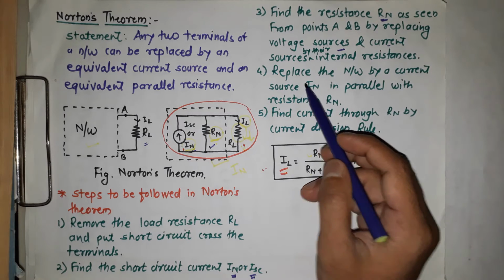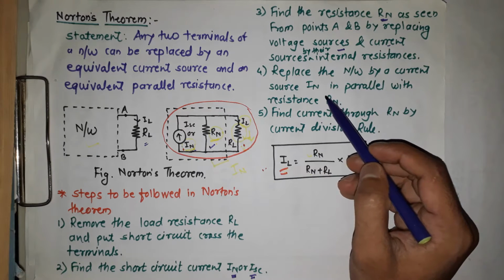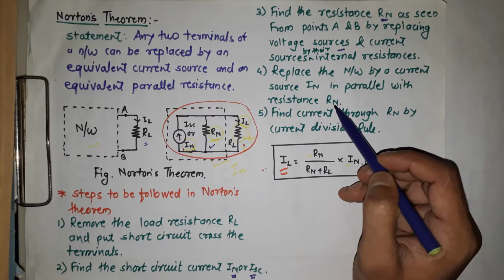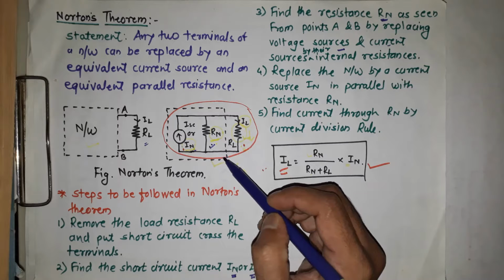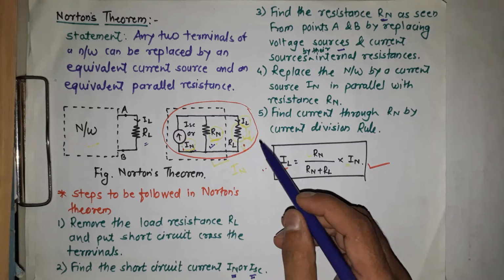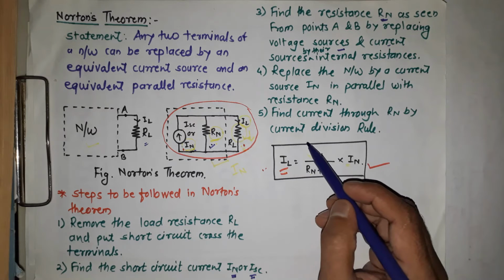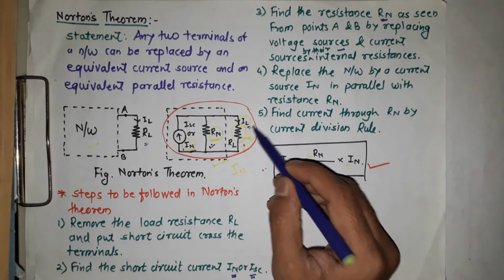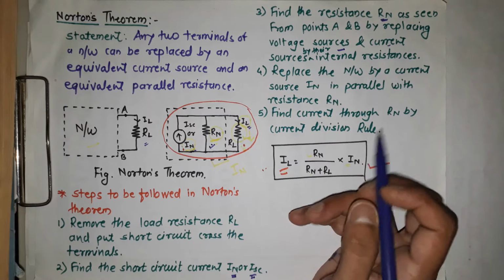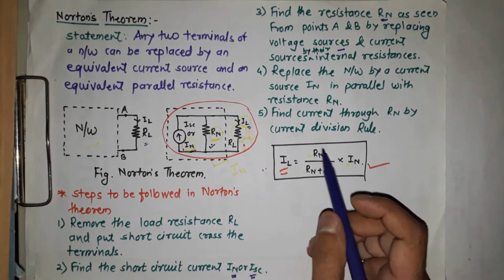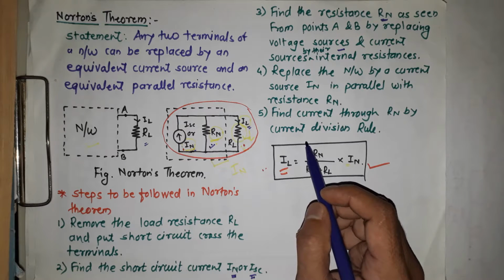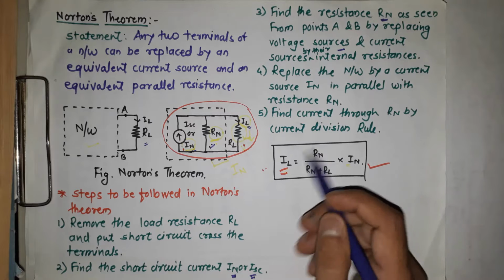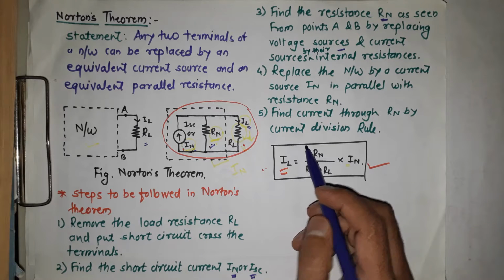The next step is replace the network by a current source IN in parallel with resistance RN. That means IN is in parallel with RN, and by applying the current division rule, we find the load current flowing through RL. If you want to see the current division rule, just watch the previous video on current division rule. You will be more clear about it.